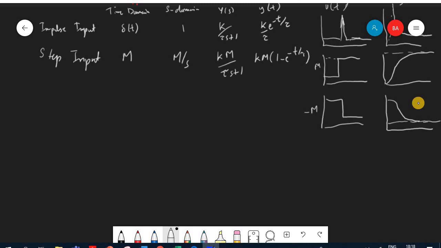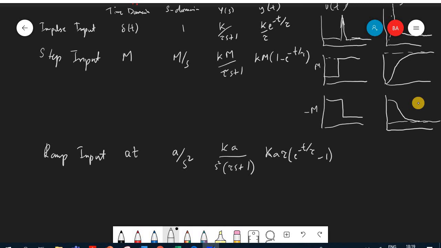Now if I have a ramp input, my ramp input will look something like that in the time domain. In the S domain it will be a over s squared. And if I multiply this, this will be k a over s squared multiplied by tau s plus 1. And then I found out in the time domain it will look something like that, which is k a tau times e to the power minus t over tau, minus 1, plus k a t.